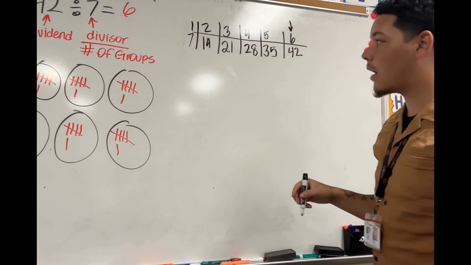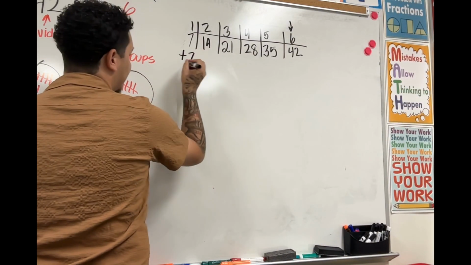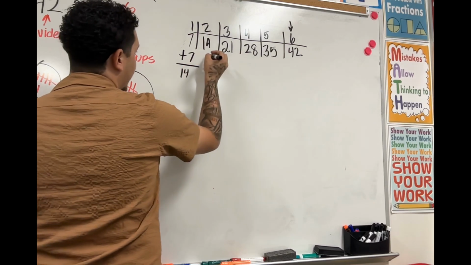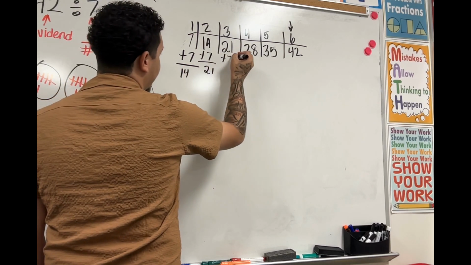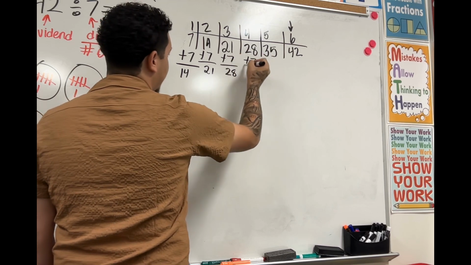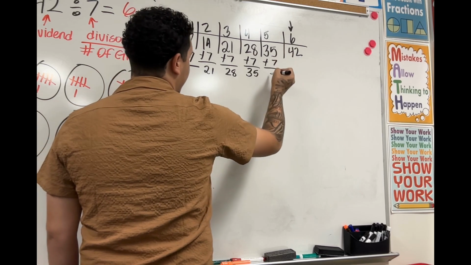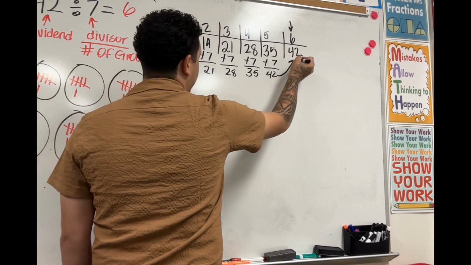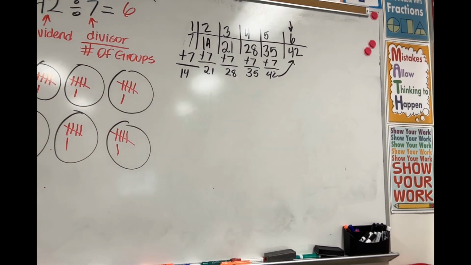Remember, when we're skip counting, all we're doing is adding 7 to every answer. So 7 plus 7 is 14. 14 plus 7 is 21. 21 plus 7 is 28, which goes here. 28 plus 7 is 35. And 35 plus 7 is 42, which goes right there. So really, skip counting will also help you get your answer.